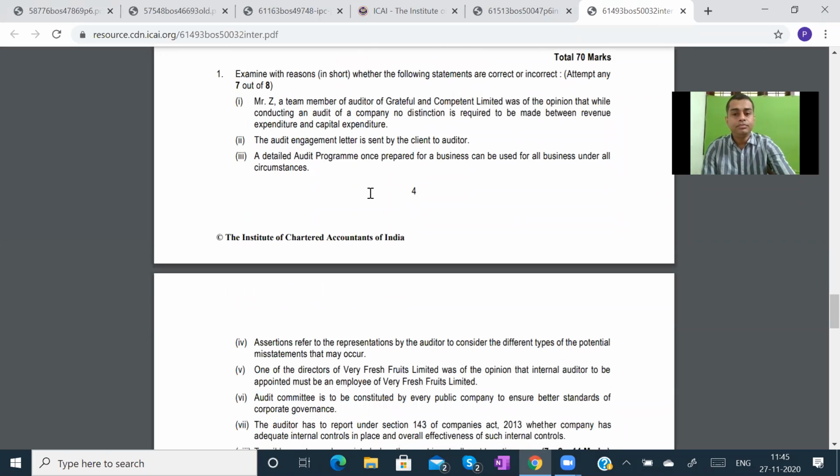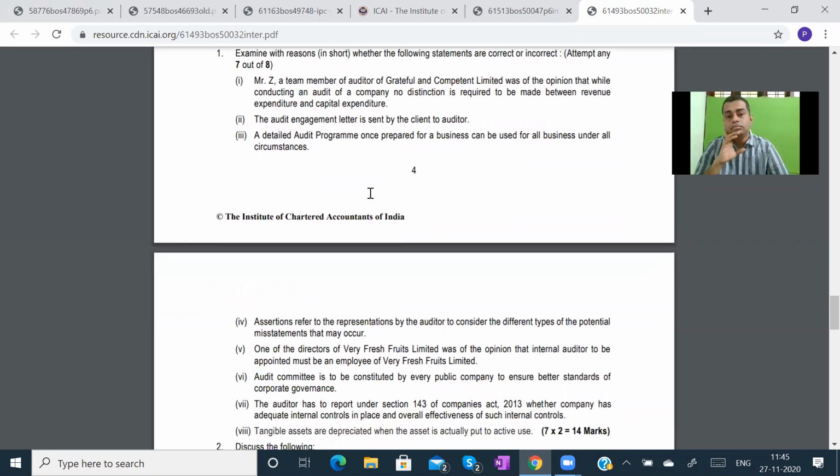Read the third point. A detailed audit program, once prepared for a business, can be used for all businesses under all circumstances. Correct or incorrect? Can you prepare one single audit program and use it for all the audits? Seriously, businesses differ in size, nature, activities, and complexity of operations. So the audit program should be tailor-made, customized to the client. A single audit program cannot be used for all the clients. Incorrect. Next, 4.